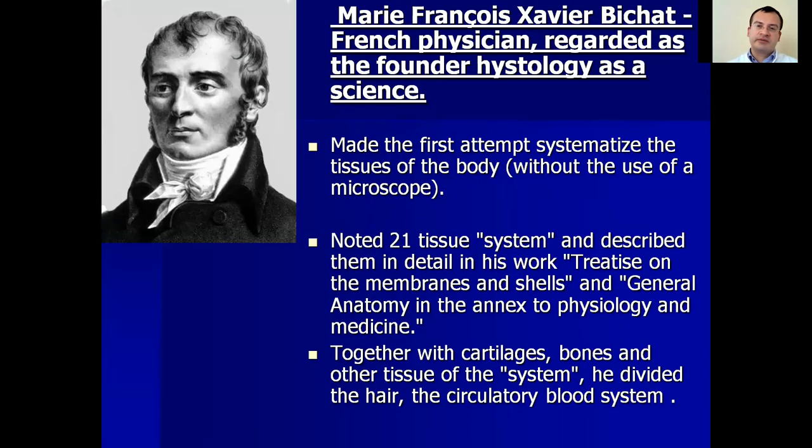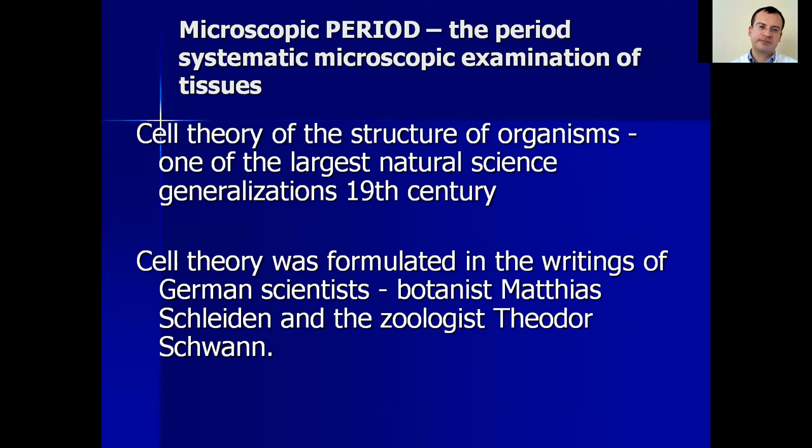Marie François Xavier Bichat made the first attempt to systemize the tissues of the body without the use of a microscope. He noted 21 tissue systems and described them in detail in his work, Treatise on the Membranes, and General Anatomy in its application to physiology and medicine. Together with cartilages, bones, and other tissue systems, he distinguished the hair and the circulatory blood system.